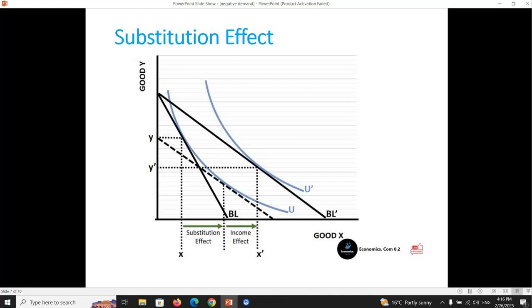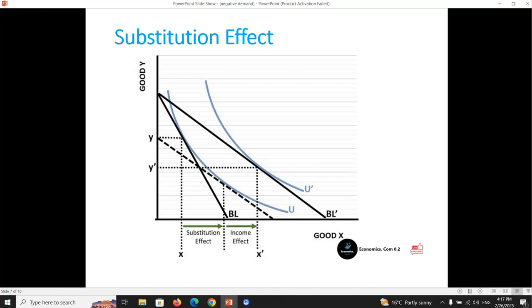This graph highlights two different effects caused by a price decrease in good X. Substitution effect: good X has become cheaper. The consumer reallocates their spending, buying more of good X and less of good Y. Income effect: the price drop of good X also means the consumer has more real income. They can afford more of both goods. Because of this increase in purchasing power, the consumer moves from small x naught to capital X', where they consume even more of good X. This graph shows that demand increases when price decreases.